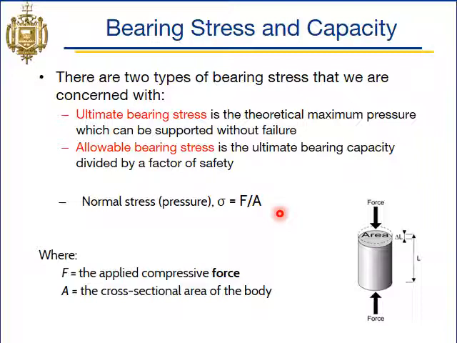The two types of bearing stress we can talk about are the ultimate bearing stress, the maximum amount of stress that we can place on the soil without the soil failing. But that's probably not the best measure to use, just because we don't want to push things totally to the limit. We want to leave ourselves some margin of error. So whenever we calculate bearing stresses and capacities, we always use the allowable bearing stress of the soil. That way we give ourselves a margin of error, a factor of safety.